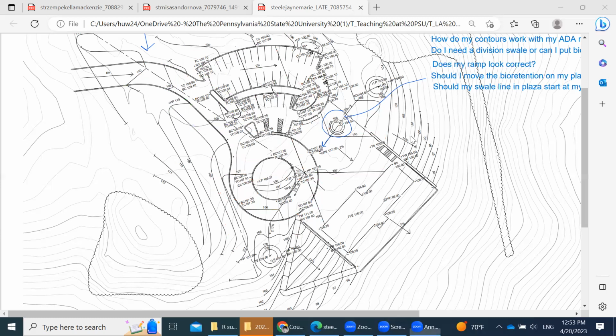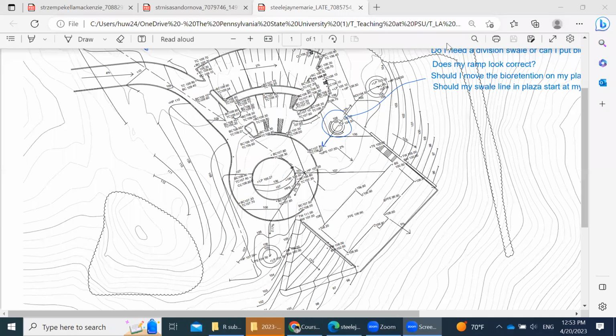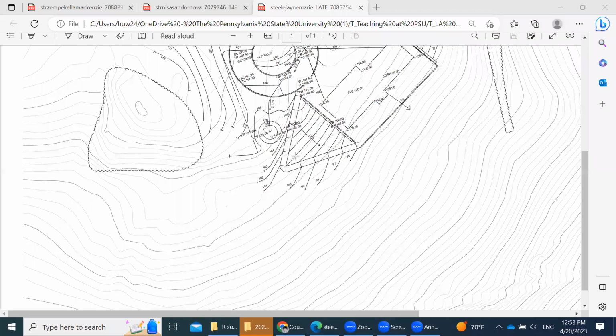For the ramp, do make sure that you have a side slope. Okay, side slope. So that's that.